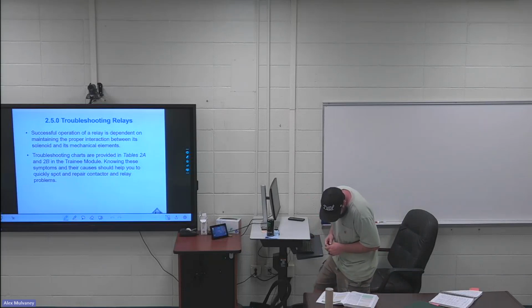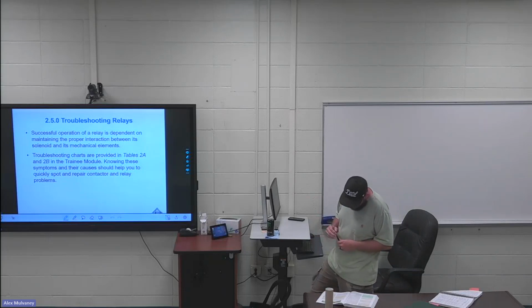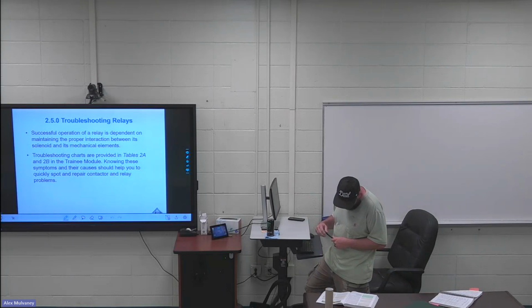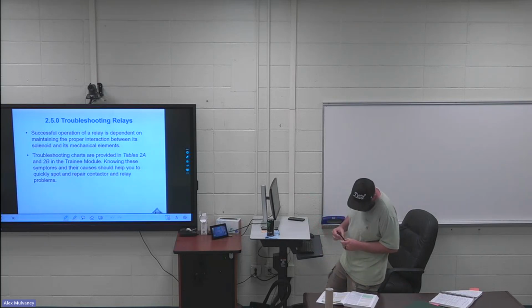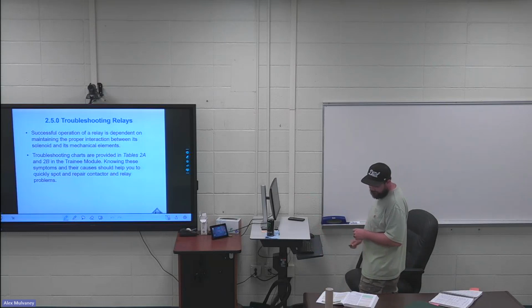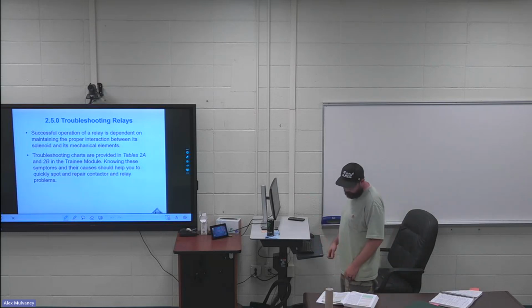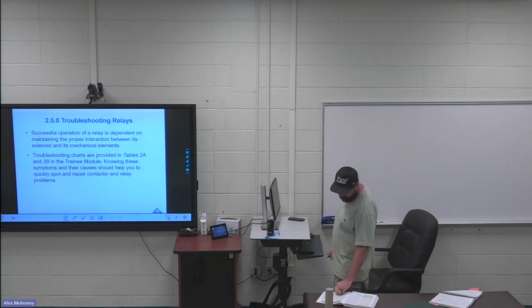Same paragraph, last sentence is highlighted. Increasing the armature spring force where the magnet gap will require higher pull-in voltage or current values and result in a higher dropout value. So if you increase the tension of the spring in these relays, you're going to have higher dropout values.